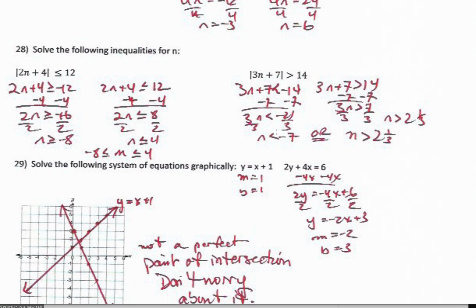Solving the equation as usual, that means n is less than negative 7. So you're less than negative 7, which means you're at negative 7 on the number line and going to the left. Or, solving the other side, subtracting 7, dividing by 3, I get n is greater than 2 1/3. You're at 2 1/3 going to the right. You can't be both. See, on the previous problem, you had to be both greater than or equal to negative 8 and less than or equal to 4, and that would work, anything in that interval. For this one, there is nothing in between them. So n is either less than negative 7 or n is greater than 2 1/3.